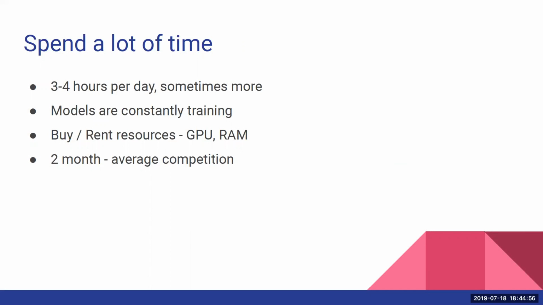Models are constantly training. It means you always have new ideas and you always want to test them all. So make sure that at least one model is training at the moment. The more the better. Sometimes people rent resources, go to Google Cloud or Amazon, and they buy a server, or they rent GPU resources, and they train probably 10, 20 different models at a time. It costs money, but it saves you a lot of time.